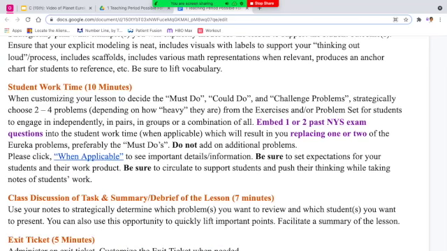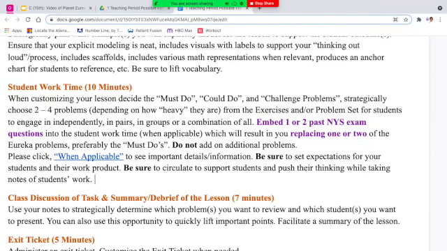Let's move down to student work time. Remember, this is still one teaching period, so you want to give at least 10 minutes. When customizing your lesson, decide the must do, could do, and challenge problems, as you usually do, and strategically choose 2 to 4 problems, depending on how heavy they are. Some of the problems are very heavy.